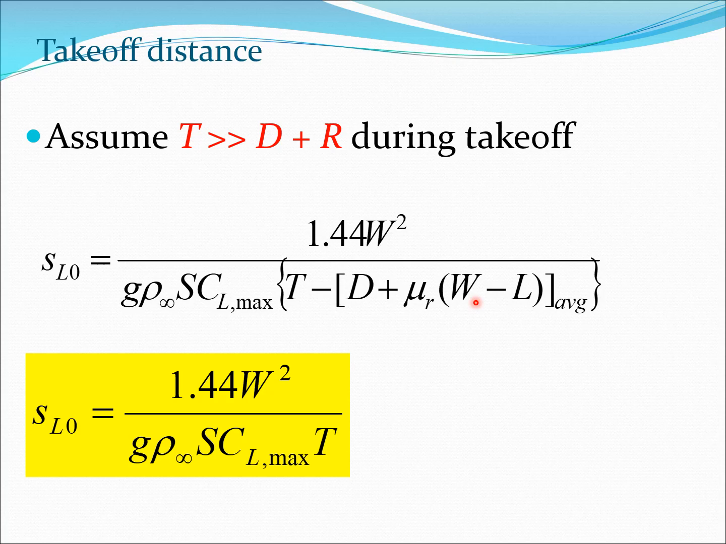Now we can further simplify the equation to get some physics out of this model. So again, this is essentially a math model. Let's assume that T is much greater than D plus R during takeoff. And this is typically true for most engines because the aircraft still has a pretty low velocity. And so thrust is going to be much greater. So in that case, in this equation here in the denominator, I can simply only keep the T term. So that's what I have done here. We have just discarded this term to simplify this and look at the physics of the problem.